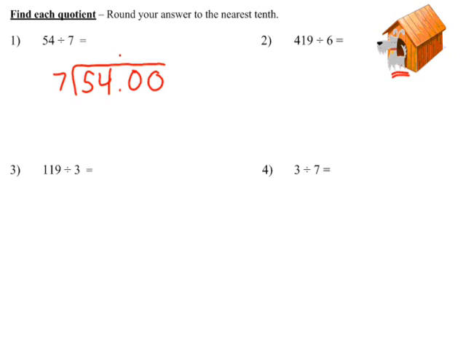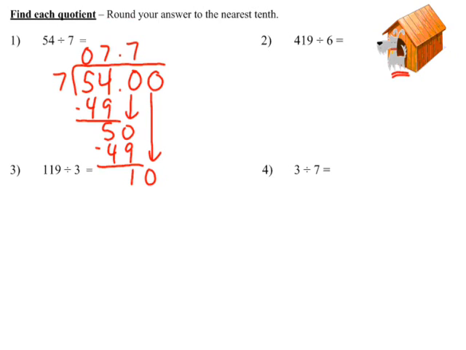So 7 into 5 won't go. 7 into 54 goes 7 times. That would be 49. Going to subtract, going to bring down a 0. 7 goes into 57 times. 7 times 7 is 49. Subtract, I get 1. Going to bring down our 0. 7 goes into 10 one time, and that's all the information we need because we're rounding to the nearest tenth. So if we're rounding that to the nearest tenth, this answer would be 7.7 or 7 7/10.